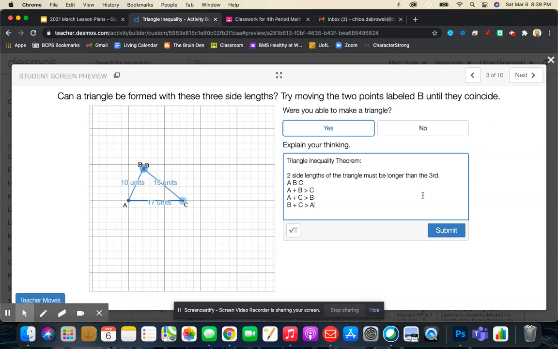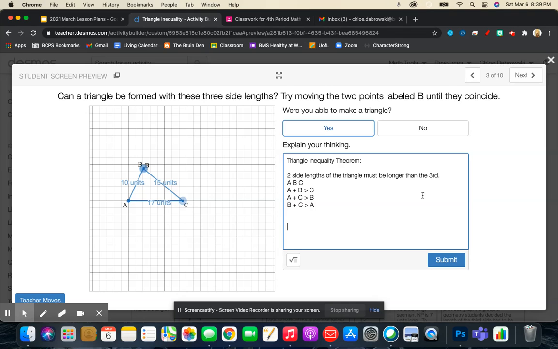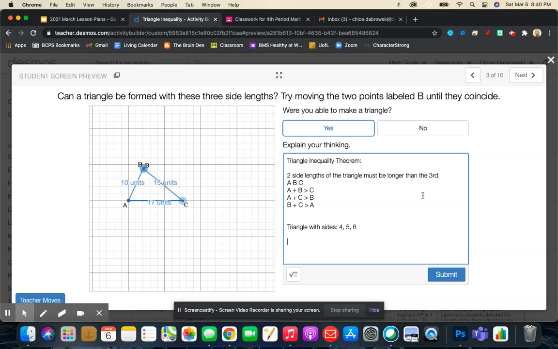So let's run through some examples that do work. If we have a triangle with sides 4, 5, and 6, let's test those out. So first sides are 4 plus 5. Is that greater than 6? That's true. If I take the first and last side, is 4 plus 6 greater than 5? That's 10. That's true. If I take my last 2, is 5 plus 6 greater than 4? Yes, that is true. So you want to run through each combination of all of your side lengths in order to determine if it's true.